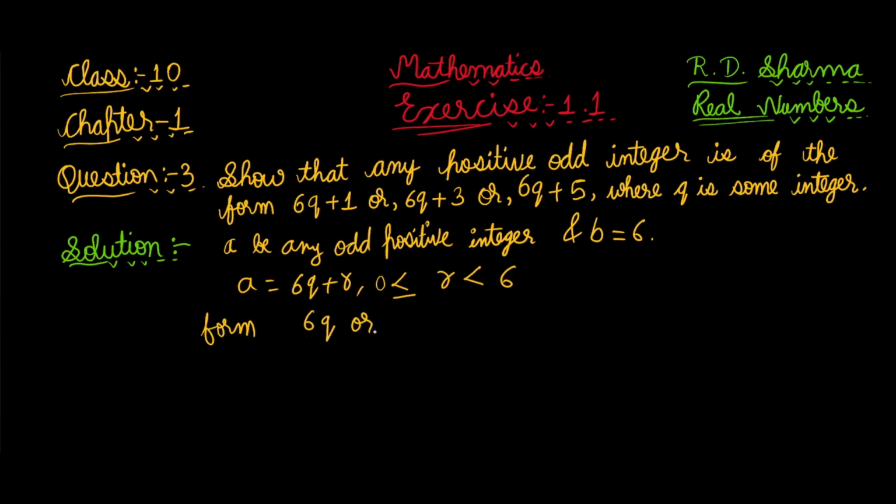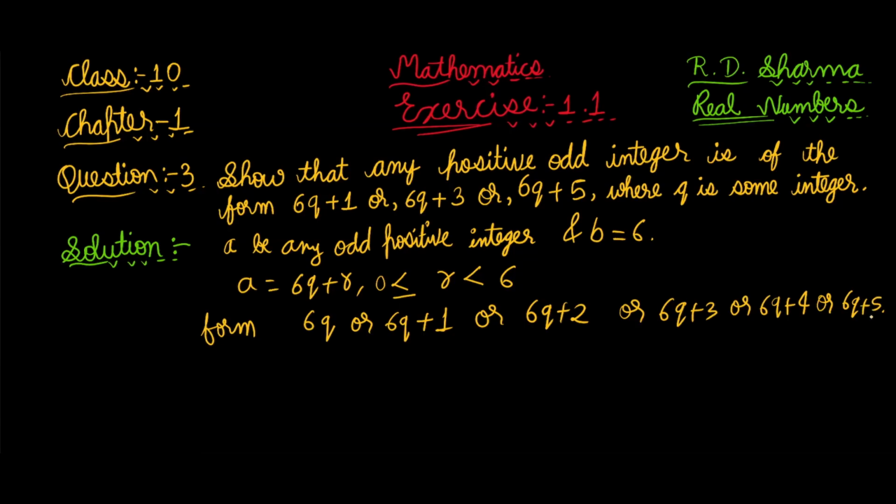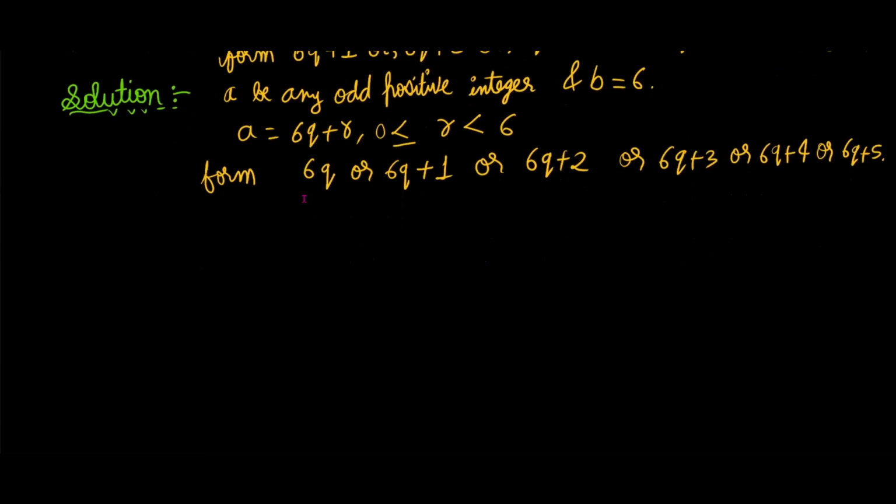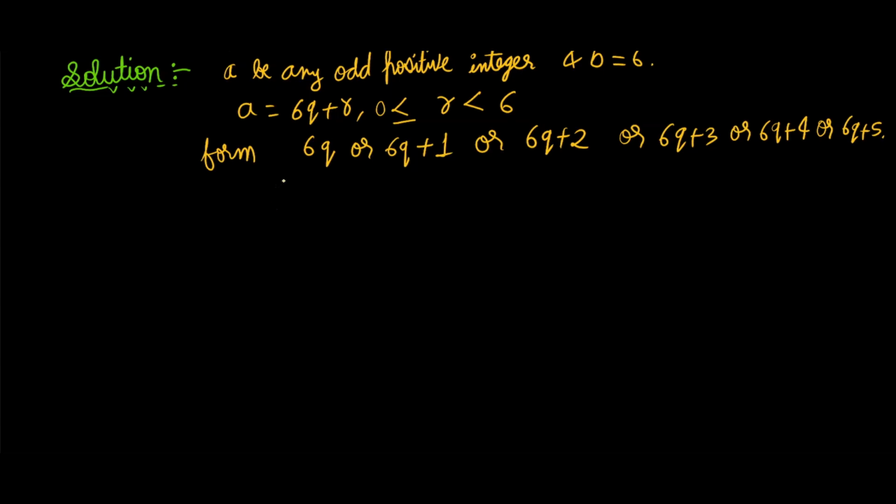6q or 6q plus 1 or 6q plus 2 or 6q plus 3 or 6q plus 4 or 6q plus 5. So we are getting these 6 equations, and now we need to find the odd ones from these. So 6q is even, as it has no remainder, so it is even.